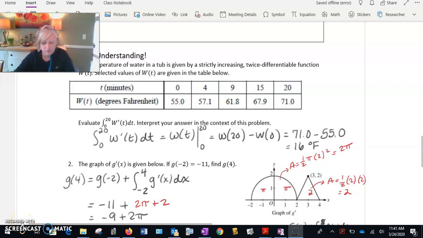Hey guys, just wanted to do the check your understanding, go over the homework that you had from the 6.7 so that we could talk about that.